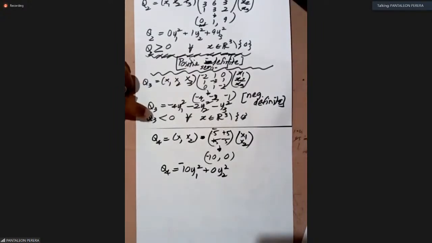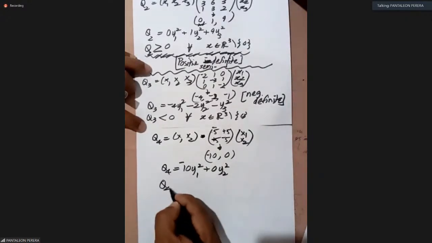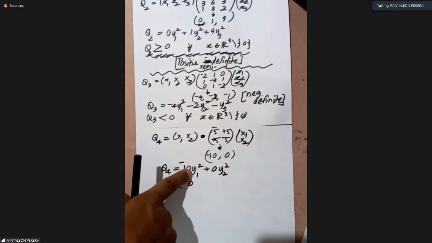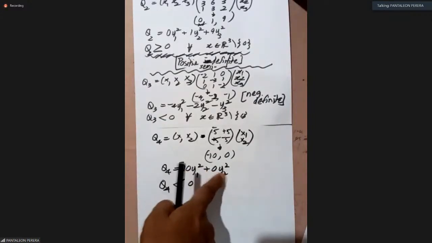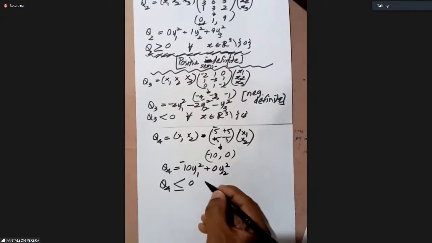That's what you get. Now here, what can you say? Q is not always negative, because if y1 is 0 and y2 is not 0, that can be 0 still.